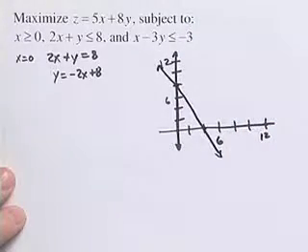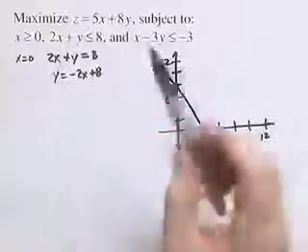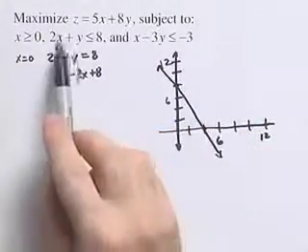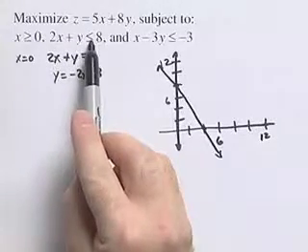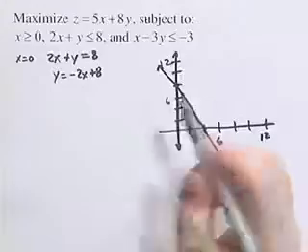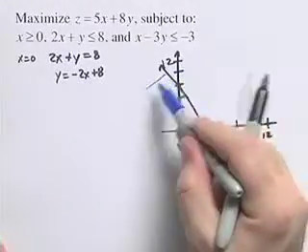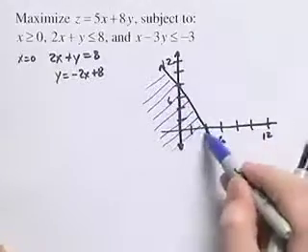And we're going to need to shade the half plane that satisfies this inequality. If we pick a test point, say the origin 0, 0, and put that into our inequality, we'll get 0 plus 0, that equals 0. 0 is less than or equal to 8. That's a true statement. So we're going to shade the half plane that is below our line. So we're going to shade this region there.